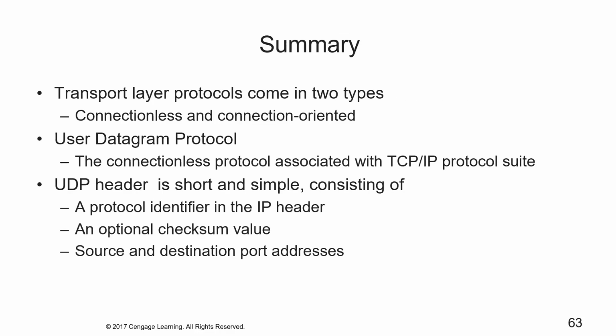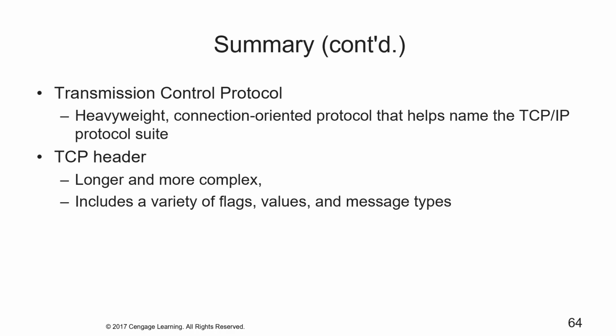So in summary, the transport layer protocols come in 2 types: connectionless and connection-oriented. UDP is connectionless, and it's associated with TCP/IP. UDP header is short and sweet. It has a protocol identifier, optional checksum, source and destination port addresses. TCP is a lot heavier. It's connection-oriented. It focuses on reliability. It's longer and more complex and has many more flags, values, and message types. But it wants to make sure your data gets there, that it has error correction, and it is reliable.